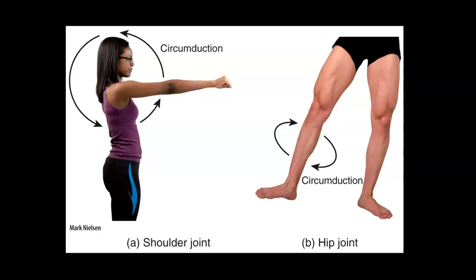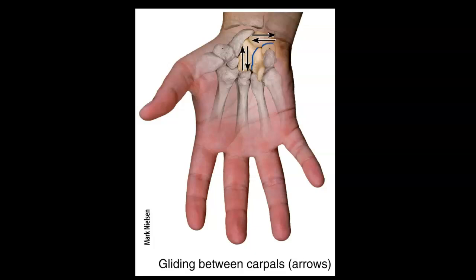Now circumduction, that's going to be able to move things in a circular motion. And so here you see that you can move your arm in a circumduction motion, and you can move legs in circumduction motions. So that could use your shoulder joint and your hip joint. Gliding motions can be made with the carpals here. So we can see gliding between the carpals with those arrows. So it can go up and down and side to side.